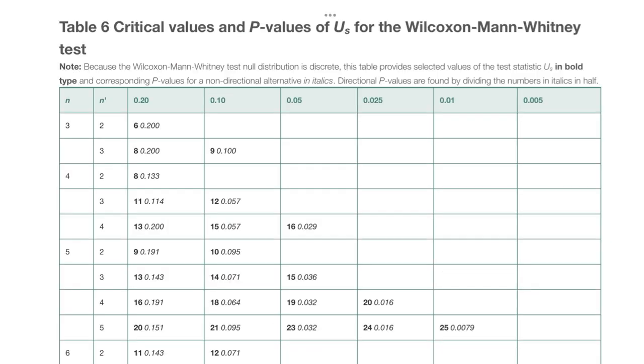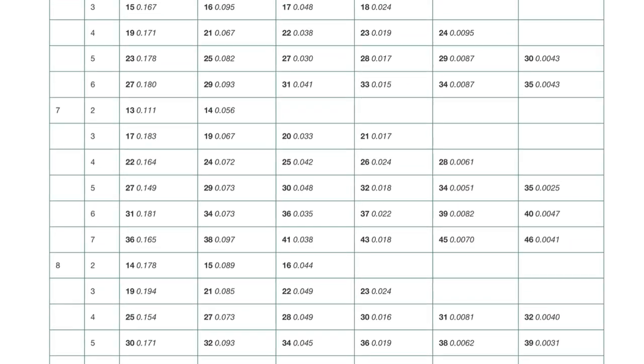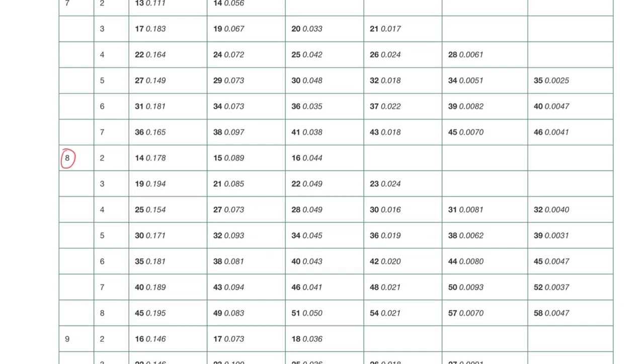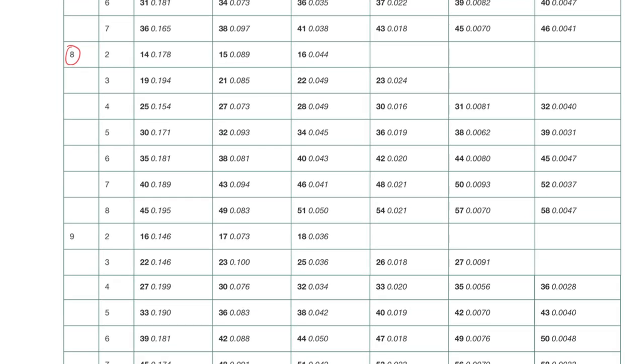So here's the table. Remember we had N and N prime. That's what we're looking up in the row to find out which values to use. So I've got 3, I've got 4. We need to scroll on down. There's 8. 8 for the first sample, and then the other sample size was also 8, so this is the row we're looking at here. And then we're going to find that test statistic that we came up with. It was 53. So you're looking at the bold values to find your test statistic.